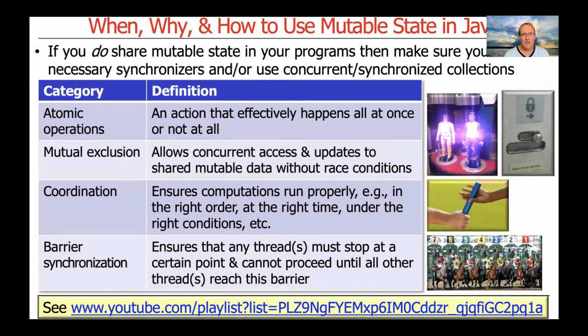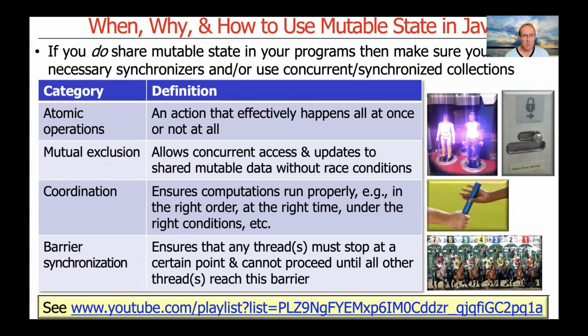Now, if you do have shared mutable state in your programs and you're using them in a context where there's concurrent or parallel computations, then you need to be careful and you need to do some additional stuff. And the additional stuff really comes down to properly synchronizing access to this shared mutable state. And there's a whole bunch of ways to do this. One way is to use some of the built-in synchronizers like the synchronized keyword with synchronized methods or synchronized statements.